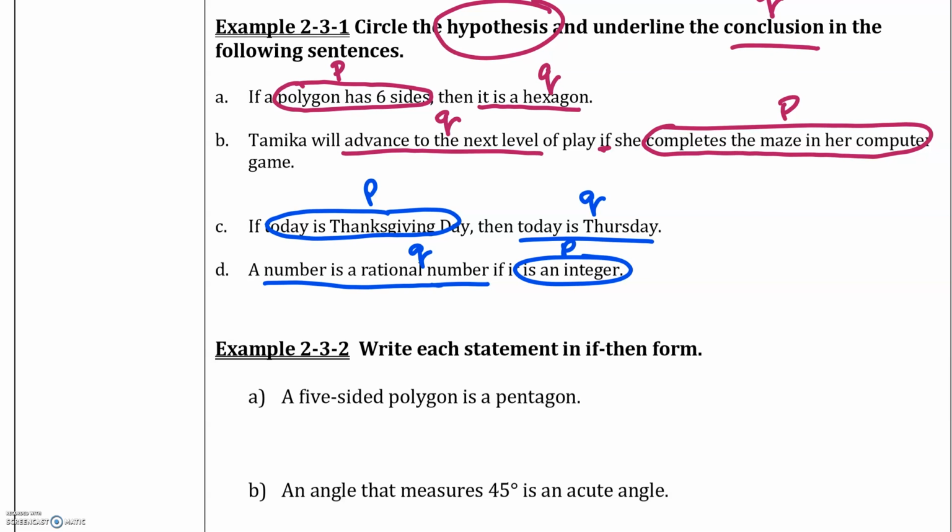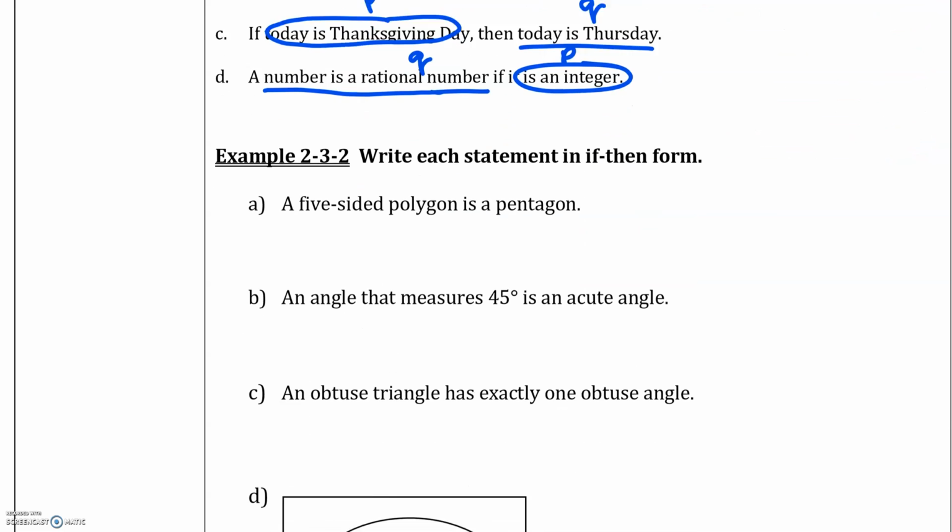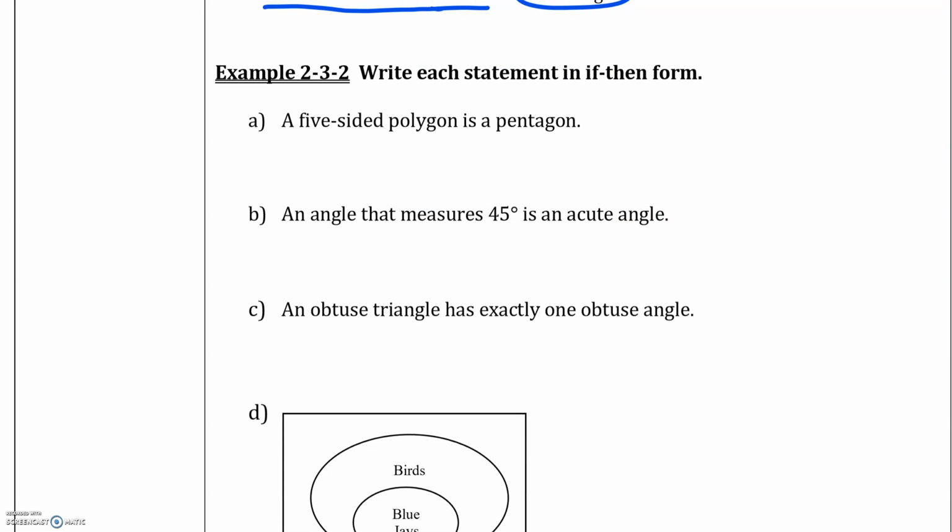And hopefully you got C right, and D did have a little trick in there because the if is in the middle. So double check that you got that one correct. Now we're going to practice writing the if-then statement.